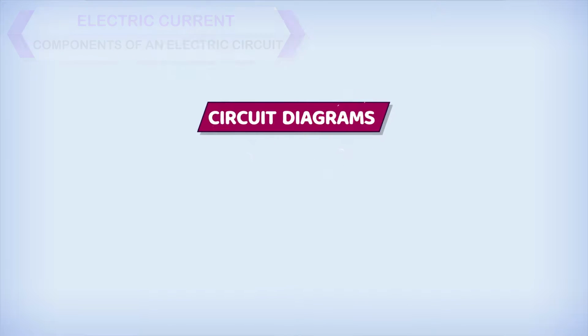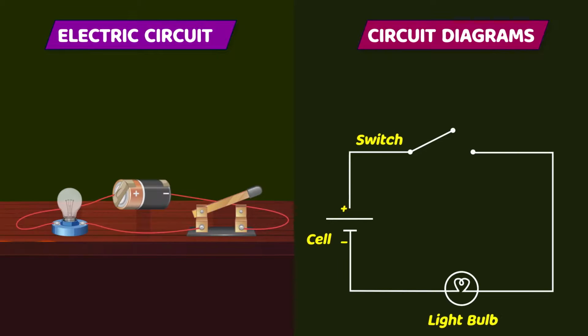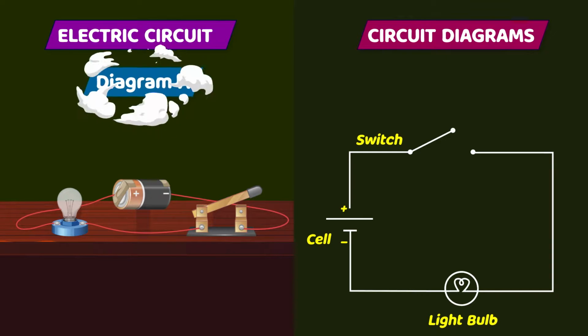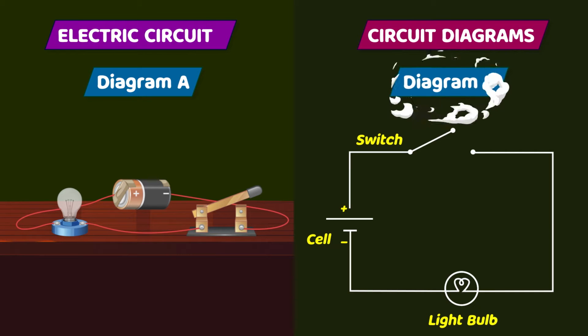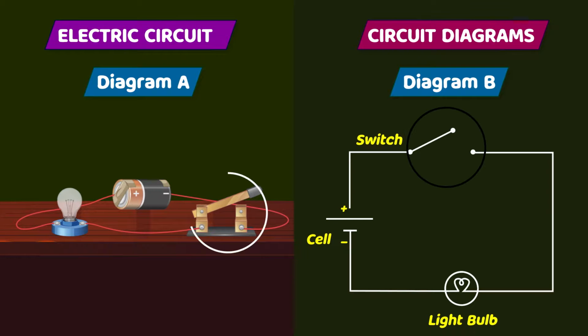Circuit diagrams. A circuit diagram is a pictorial representation of an electrical circuit using standard symbols for components. Diagram A shows the components connected in a circuit. Diagram B shows the circuit diagram of the same using symbols. In this diagram, note that the switch is off.